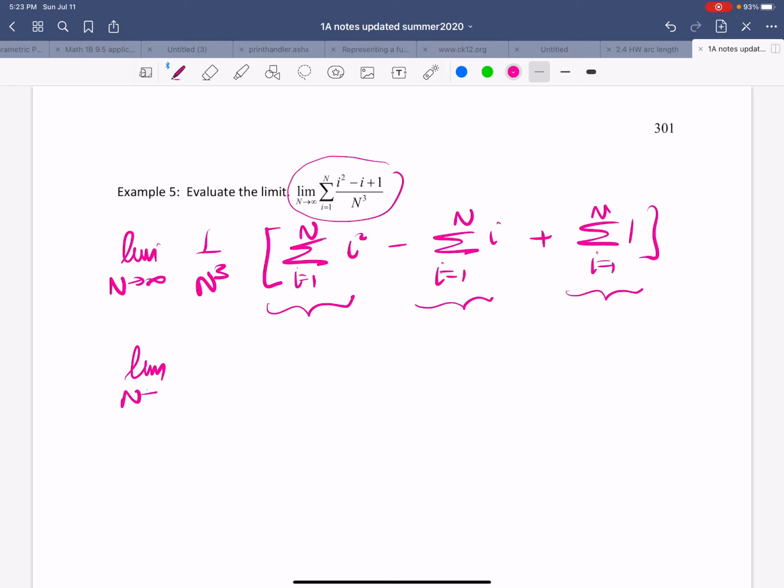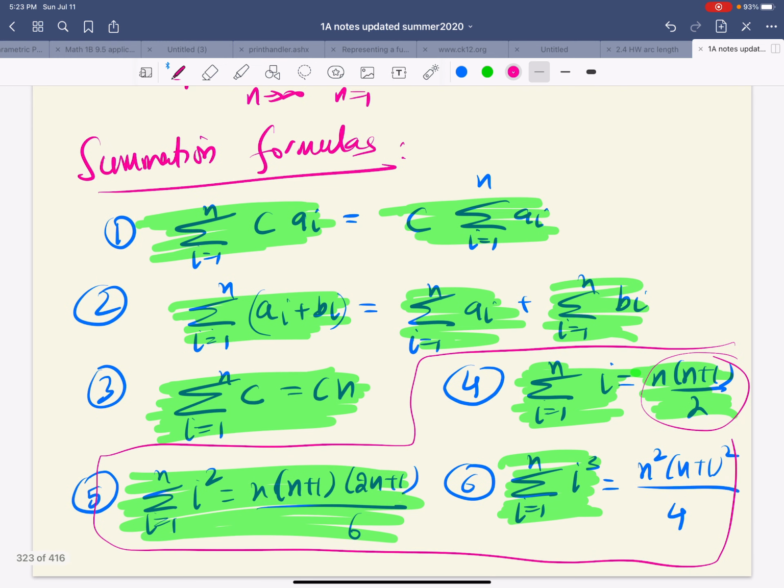So limit n goes to infinity, 1 over n to the third power, times the summation i equals 1 to n of i squared. What is that going to equal? That one is n times n plus 1 over 2. No, that's not n times n plus 1 over 2. This is n times n plus 1 times 2n plus 1, so n times n plus 1 times 2n plus 1 divided by 6. That's what the summation of i squared formula is. That's how you can find the sum of the squares of the first 100 numbers or first 2000 numbers, or whatever n you want to plug in. So this is the formula we just used.